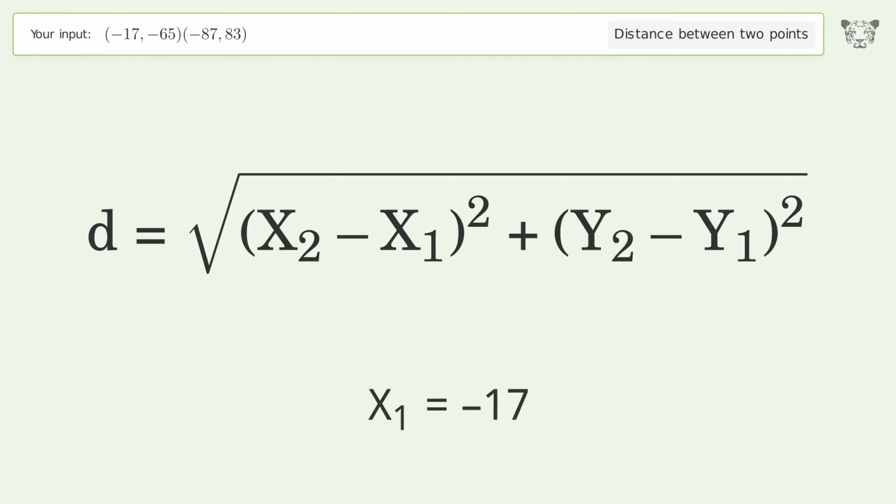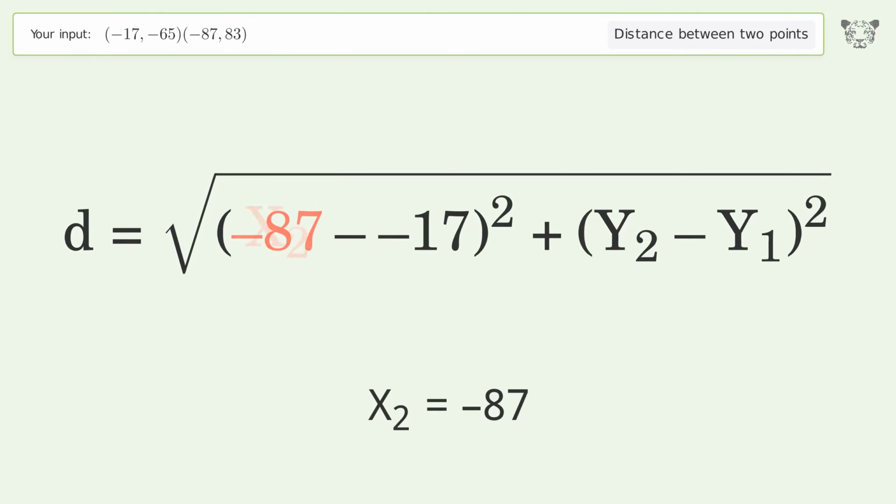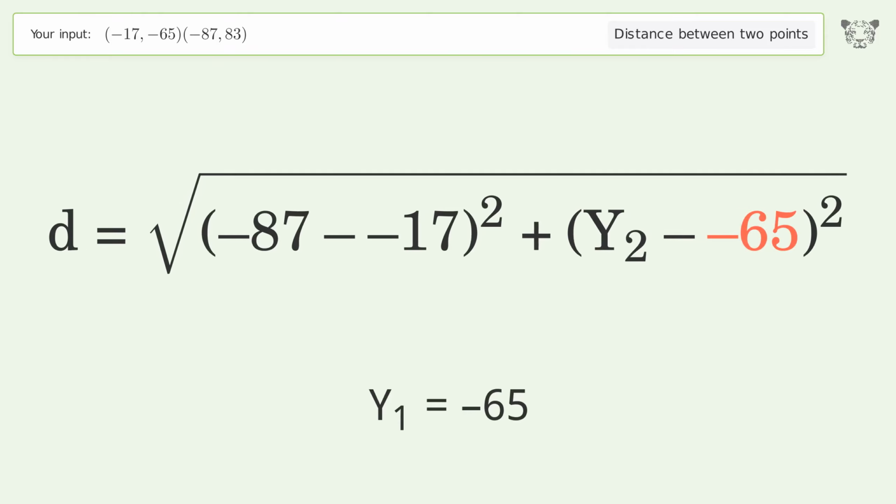x1 equals -17. x2 equals -87. y1 equals -65. y2 equals 83.